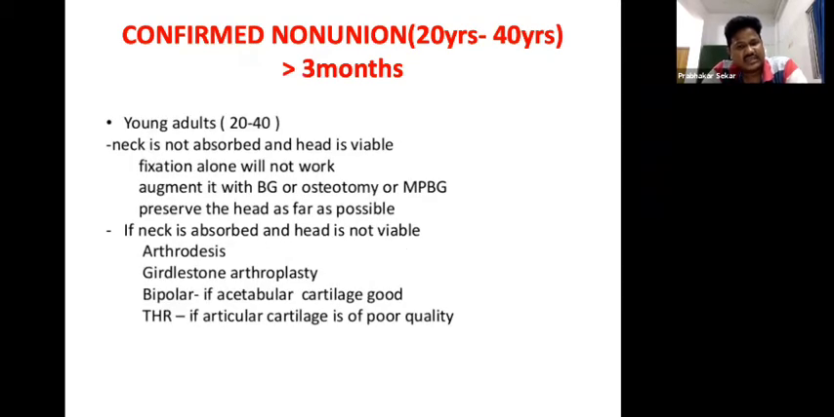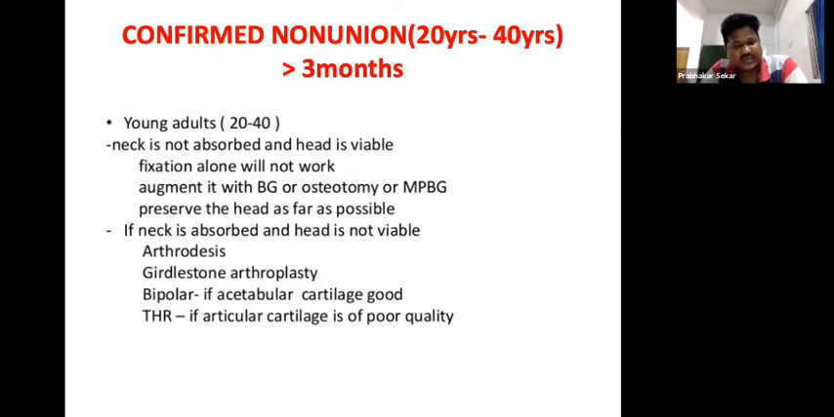Then age group wise, if it is more than 3 months, then it's a confirmed non-union. In the age group 20 to 40 years, look at the neck, the femoral neck, whether it is absorbed or not absorbed. If it is not absorbed and the head is viable, then fixation alone won't work because it has crossed 3 months. You just quantify it as non-union.